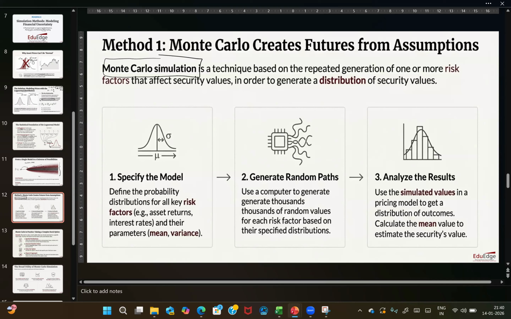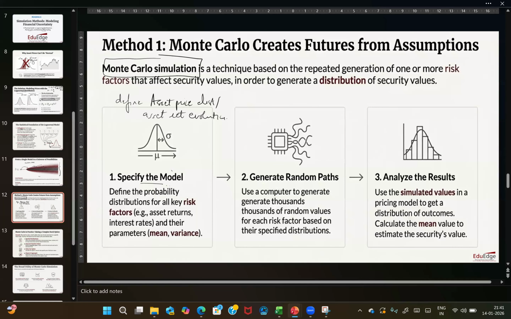In Monte Carlo simulation, you're going to specify the model, which means you're going to define the distribution of your asset price. So define the asset price distribution, which essentially means that you need to define your asset return evolution, which means how does the asset return evolve.